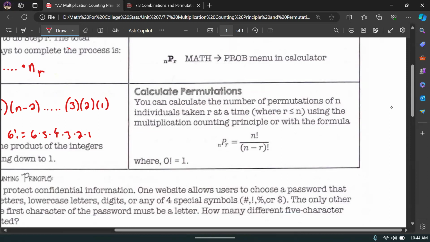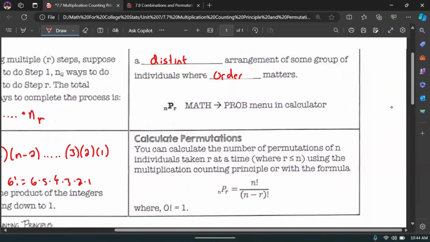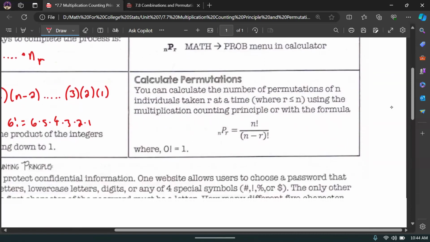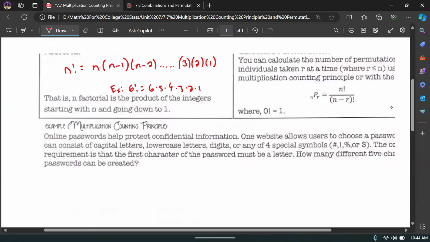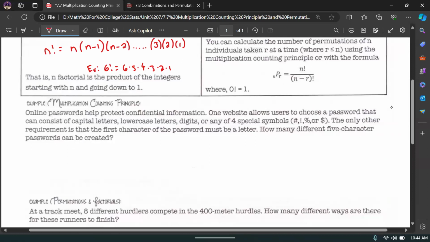Calculate permutations. You can calculate the number of permutations of n individuals taken r at a time. So r is obviously got to be less than n. Using the multiplication counting principle or with the formula. We'll see this again in our examples, but there's your formula. There's a calculator as well. We'll probably use it. I'll probably show it to you momentarily, but yeah, permutation rule. Here we go. Let's look at an example. It'll make a little bit more sense probably.